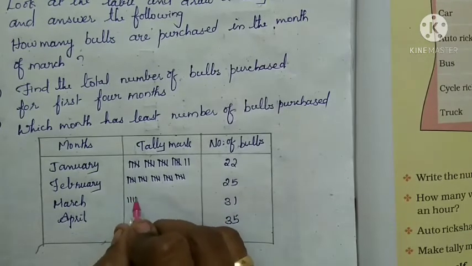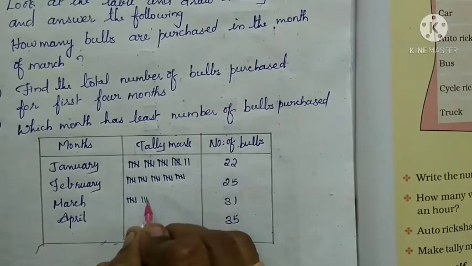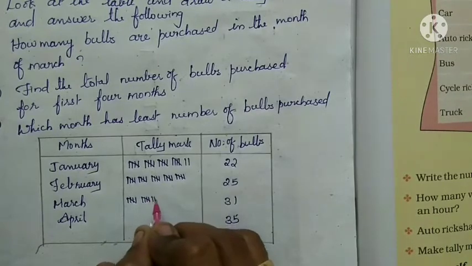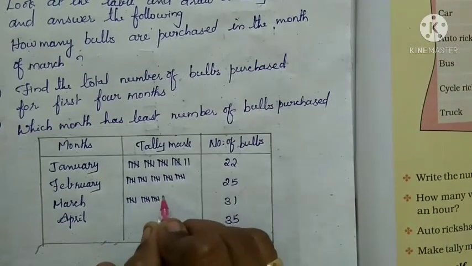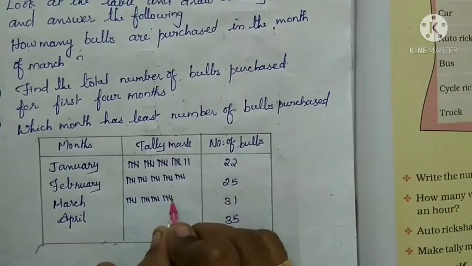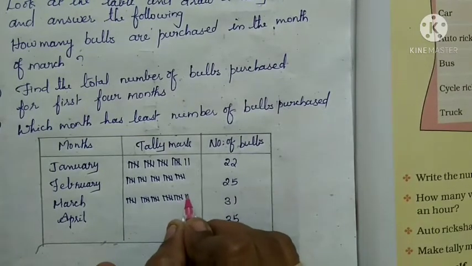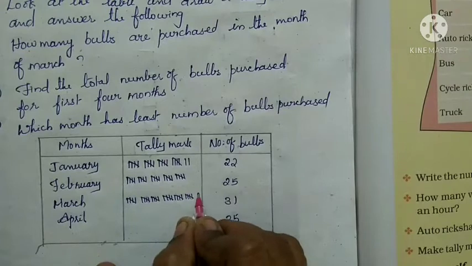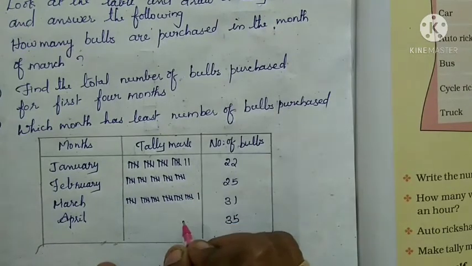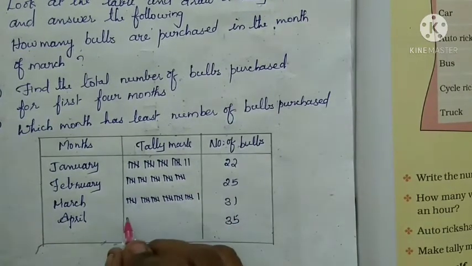So, first one is 5, and then 10, 15, 20, 25, 30, 31. Clear? And next 35.